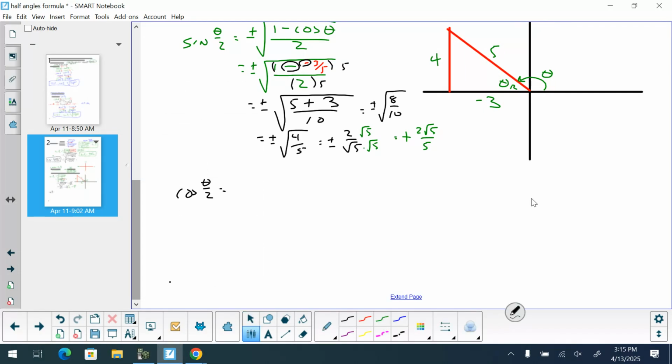Okay, cosine half theta, we have plus or minus square root of 1 plus cosine of theta divided by 2. Sub in for your cosine of theta, and it should look very similar to what we just did. The only difference is we have 1 plus a negative 3/5 divided by 2, so we don't have minus a negative. So we're going to have subtraction here.